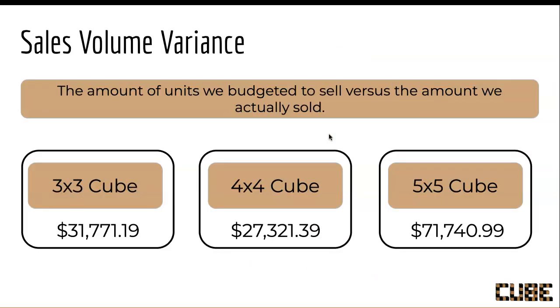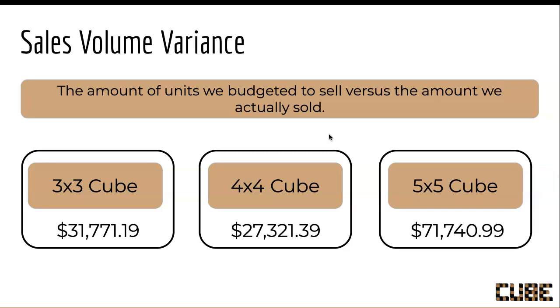$34,800. For our sales volume variance, which is the amount of units we budgeted to sell versus the amount that we actually sold, and our sales department would monitor this variance, we had a total favorable variance of $130,832.57. And we had a favorable variance across all products.